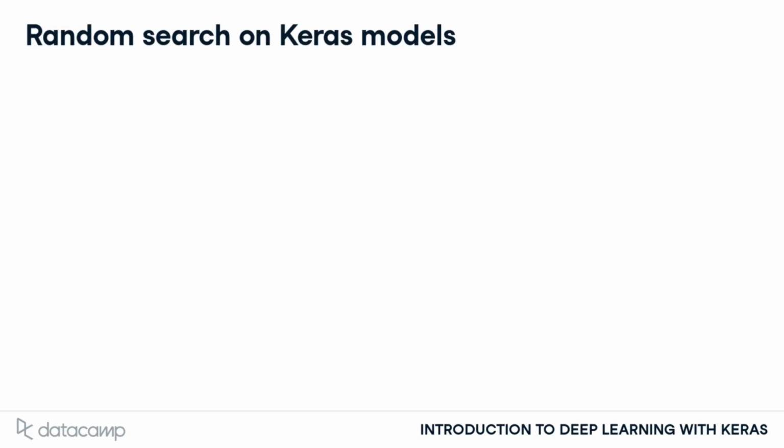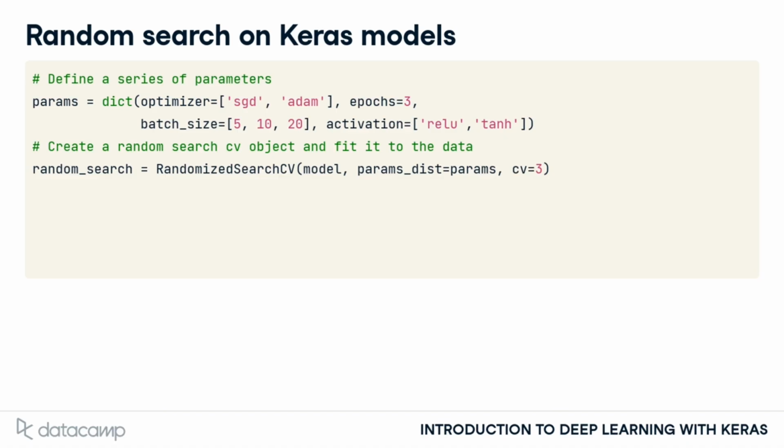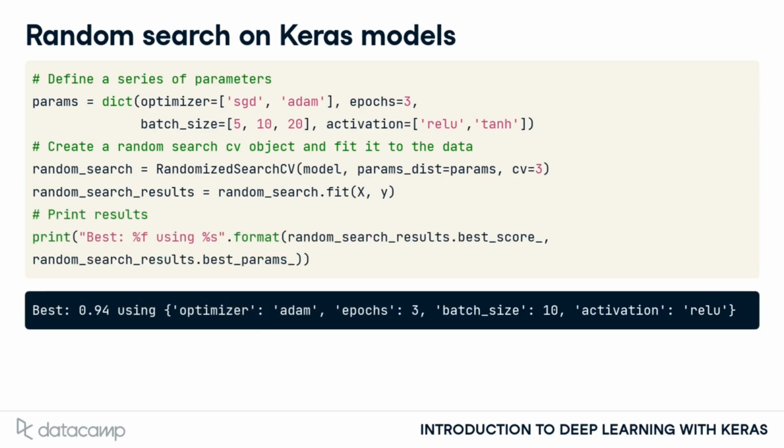To perform randomized search on a Keras model, we just need to define the parameters to try. We can try different optimizers, activation functions for the hidden layers, and batch sizes. The keys in the parameter dictionary must be named exactly as the parameters in our createModel function. We then instantiate a RandomizedSearchCV object passing our model and parameters with threefold cross-validation. We end up fitting our random search object to obtain the results. We can print the best score and the parameters that were used. We get an accuracy of 94% with the Adam optimizer, 3 epochs, a batch size of 10, and ReLU activation.